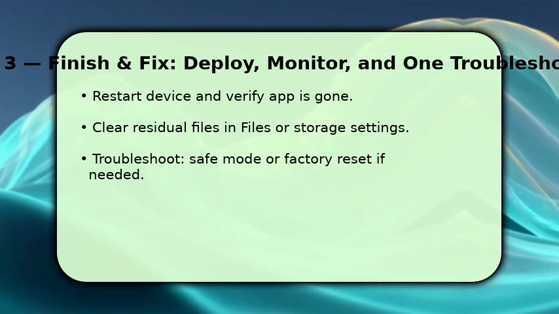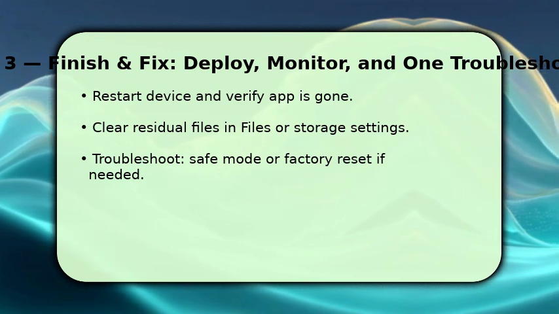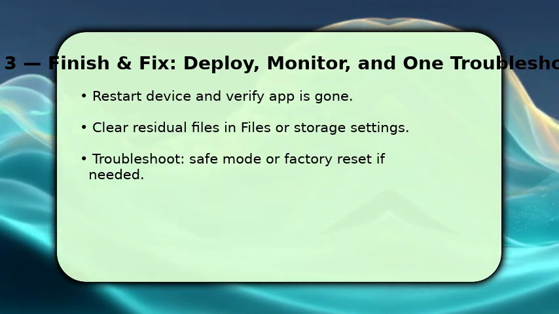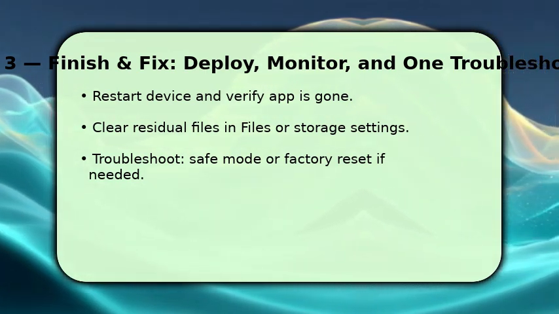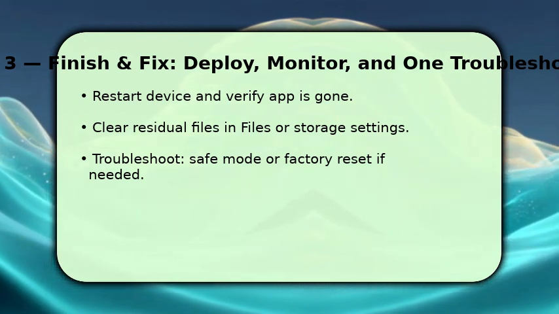If removal failed, boot into safe mode to uninstall without third-party interference, and only as a last resort consider a factory reset after backing up. If you see errors, note the message. It guides whether permissions, admin rights, or corrupted.